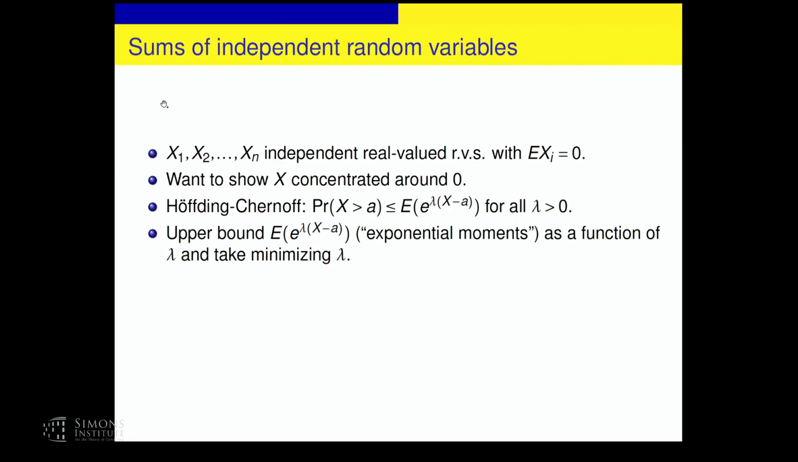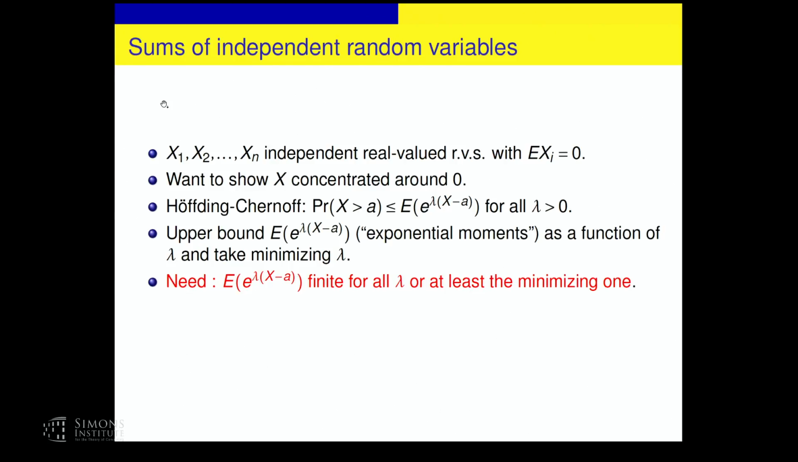That's good, and it gives you very elegant proofs because this is a nice function. So you upper bound that. These are what you might call exponential moments as a function of lambda, and then take the minimizing lambda. That's what we do in Hoeffding-Chernoff. But of course, this assumes that the exponential moments exist. They're finite for all lambda. Well, they don't have to be for all lambda, but they must be at least for the minimizing lambda that you use. Otherwise, this doesn't make sense.